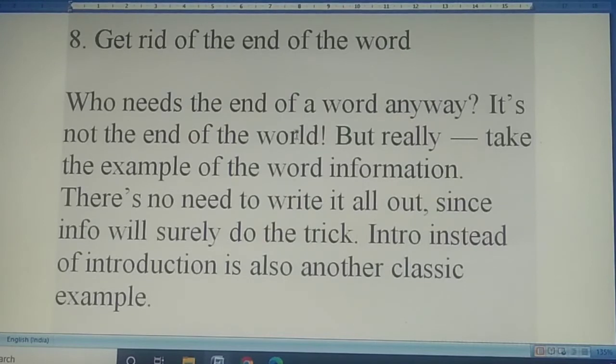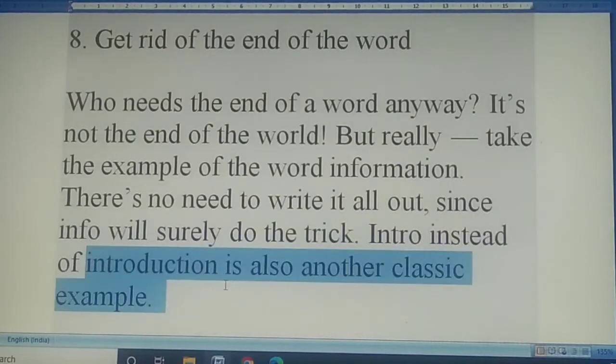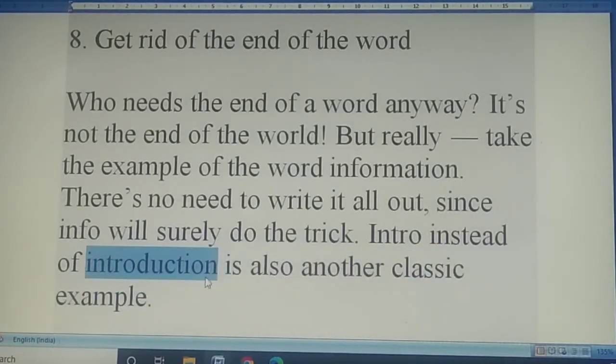Okay, but really take the example of the word information. So that is important. There's no need to write it all out, since INFO will surely do the trick. Okay, INTRO. Yes, it is. Everybody will understand if you write INTRO instead of introduction, which is also another classic example. So read very carefully, children. Read with understanding whatever I am doing in this session.